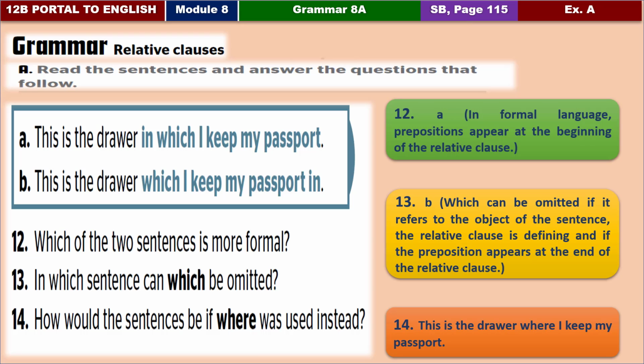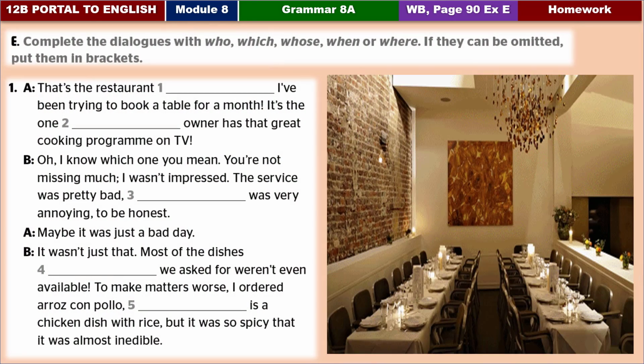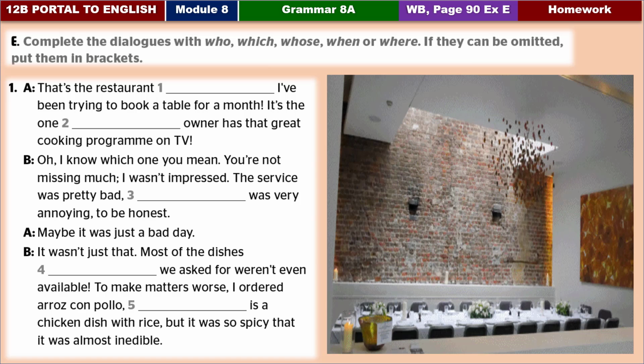Now it's time for more practice, so I'll ask you to open your workbooks page 90 to do exercise E. Exercise E. Complete the dialogues with who, which, whose, when, or where. If they can be omitted, put them in brackets. Now it's your turn to pause the video and do the exercise yourself and then play the video again to check your answers. Here are the answers.